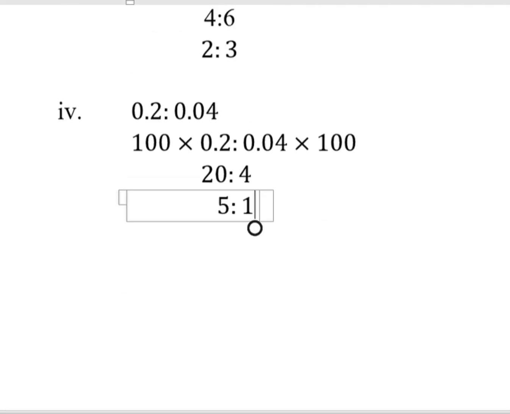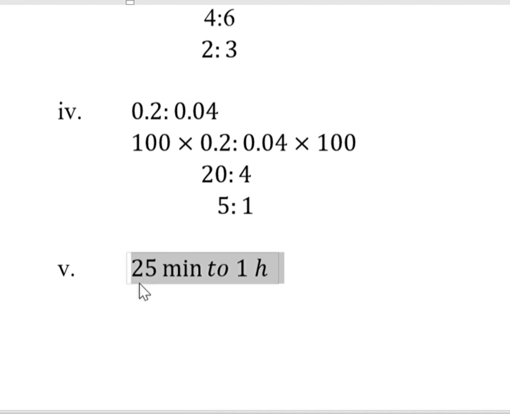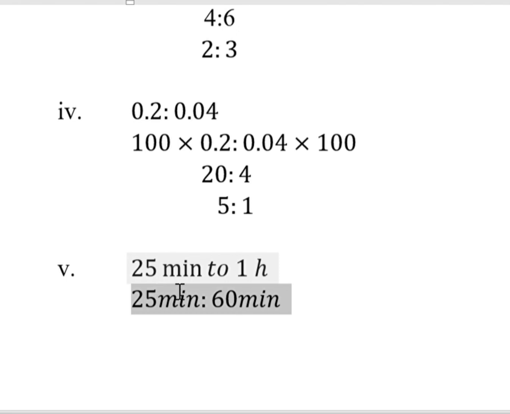The fifth question is 25 minutes to 1 hour. Now for us to perform ratio, both units must be the same, or the two values must not have a unit. If they have a unit, then that unit must be the same. So this one is in terms of minutes, this one is in terms of hours. We have to change hours to minutes or minutes to hours. So in this case, if we change this hours to minutes, 1 hour is 60 minutes. So this is like saying 25 minutes to ratio 60 minutes, because 1 hour has 60 minutes.